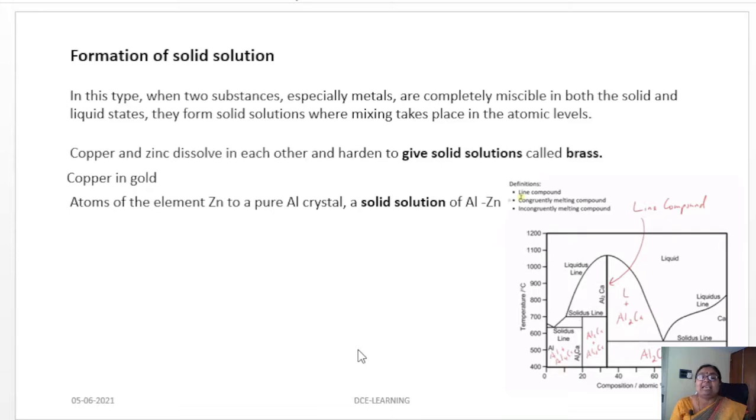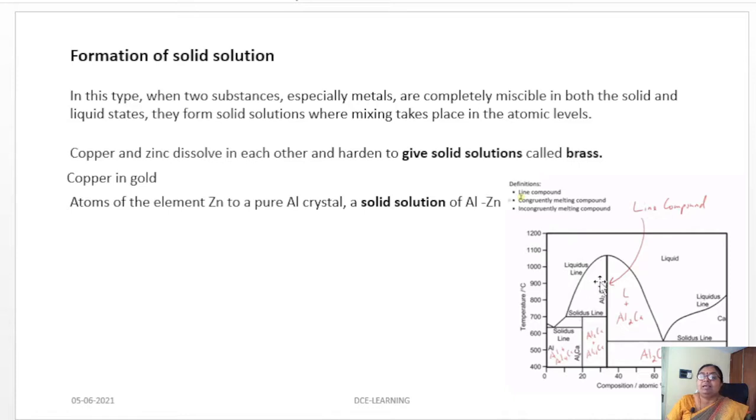That is what you are making a gold ornament, what we call 22 carat or 24 carat. These are all what we call solid solutions. Atoms of the element zinc added to a pure aluminum crystal give an alloy, a solid solution of aluminum and zinc. It means that if it melts, it is completely miscible in the liquid form and also in the solid solutions. Some metals show this kind of character.